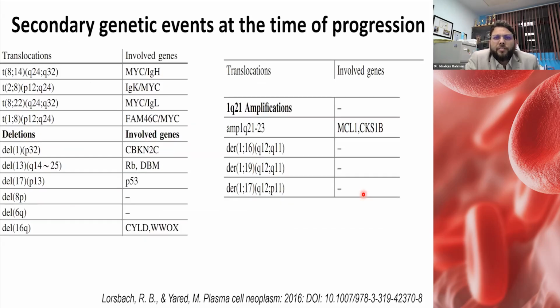The secondary genetic events that are seen at the time of progression, mostly in multiple myeloma and not in MGUS and smoldering, are the MYC translocations, deletion 1p, deletion 17p, and 1q amplification. These are the secondary genetic events that are seen in the subsequent phase of plasma cell neoplasm.